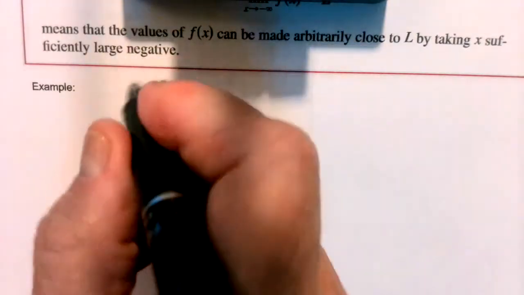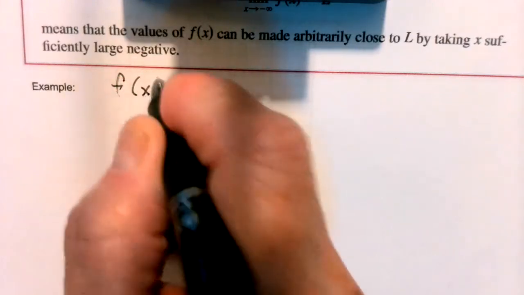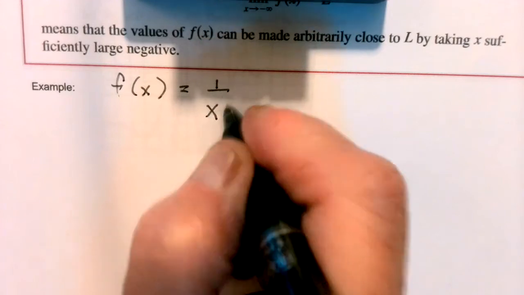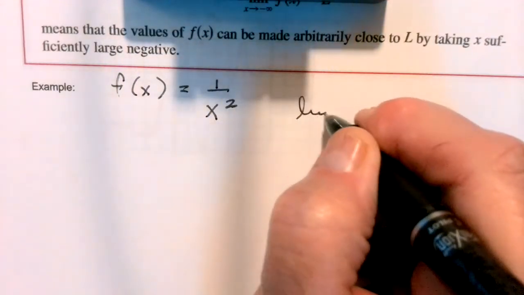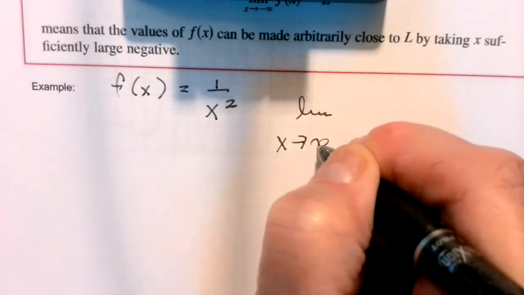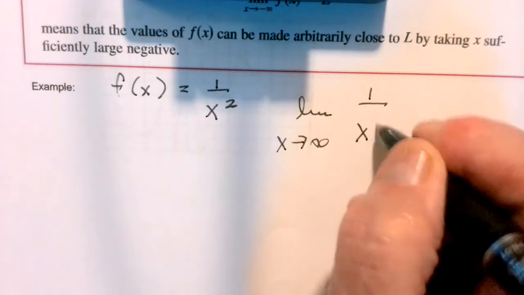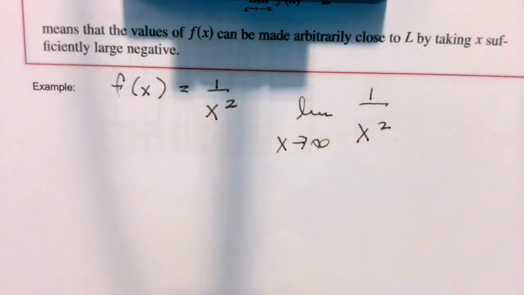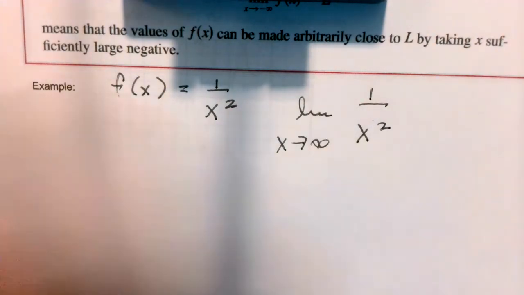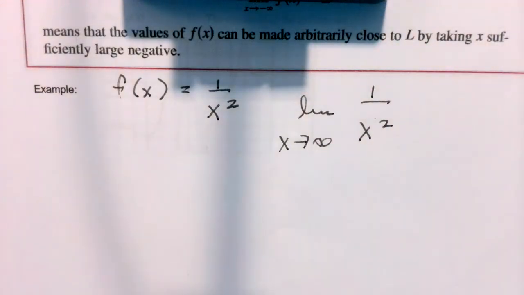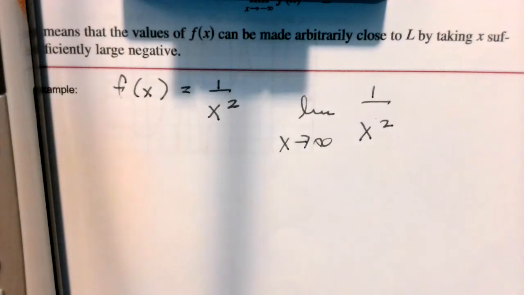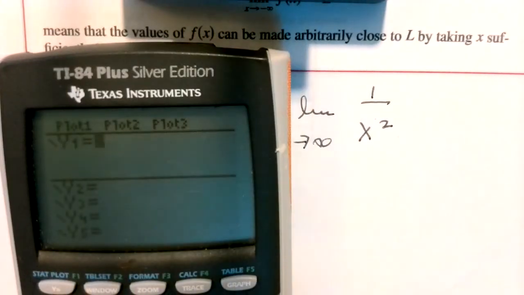Bring this down a little bit. And we have f of x equals 1 over x squared. And we want to look at the limit as x goes to infinity of 1 over x squared. Now, we can look at this on our calculator. And this is one of the graphs that we should already be familiar with from college algebra. This is a rational function. And if we look at this, let me bring this over where you can see it. And we go 1 divided by x squared.